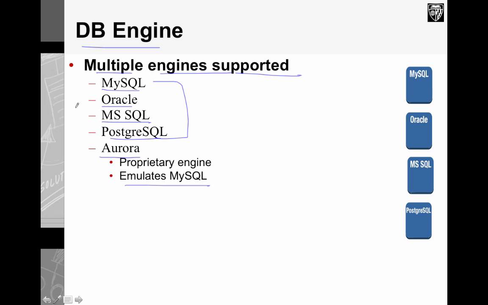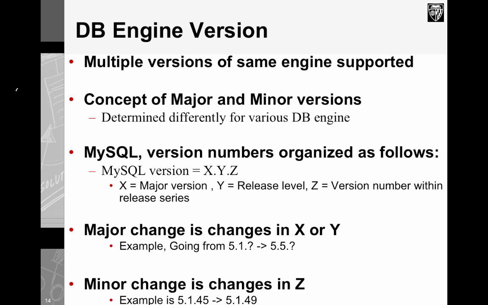From what I understand, it's very similar to MySQL, so you can easily port from MySQL to Aurora. They claim that it's faster than MySQL. Now let's look at the DB engine version.